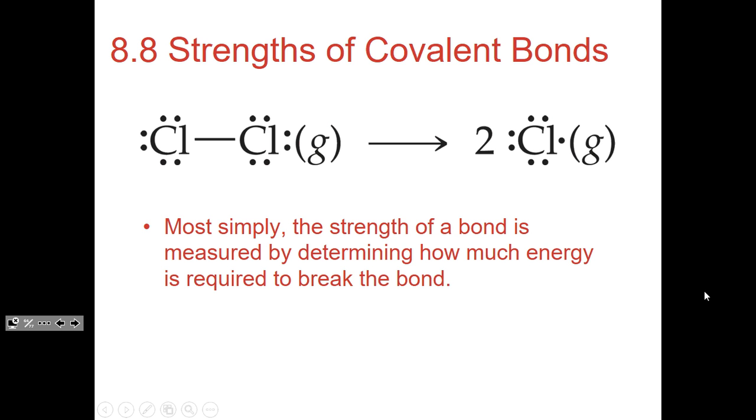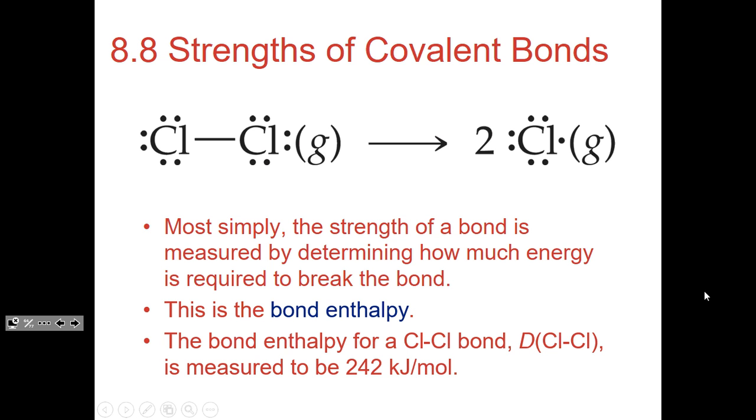Now, the strength of a bond is typically measured by how much energy it takes to break the bond, and that's referred to as bond enthalpy. So literally, in a Cl2 molecule, the bond enthalpy between the chlorine atoms would be how much energy it takes to break that bond. The way they denote a bond enthalpy is the symbol capital D, and then in parentheses you put the two atoms of the bond we're talking about breaking.